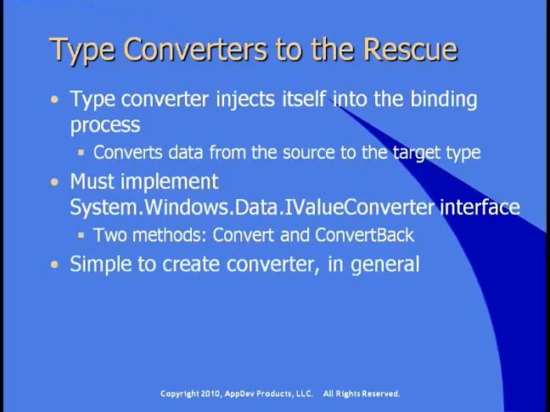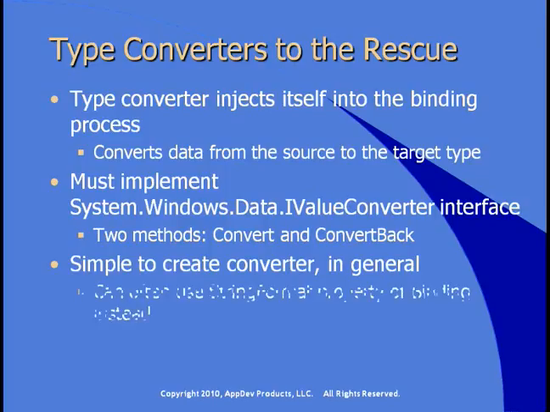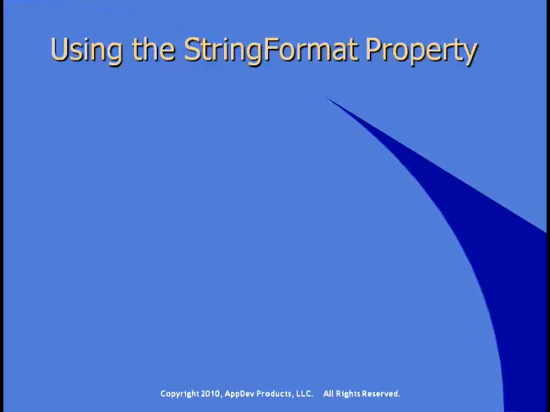It can be very simple to create a converter in general because all you have to do is move data from one type to another. But it turns out that you can often use the string format property of the binding object instead of using a converter. So even though we haven't really talked about converters yet, before we do, I want to diverge a little bit and talk about the string format property of the binding object. Because if you didn't know about this, you would find yourself writing converters that you don't need to write.